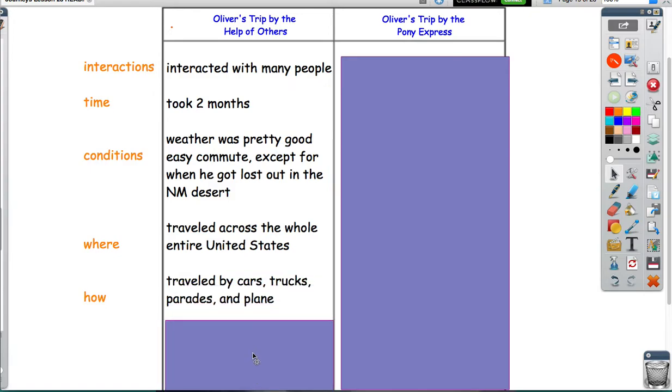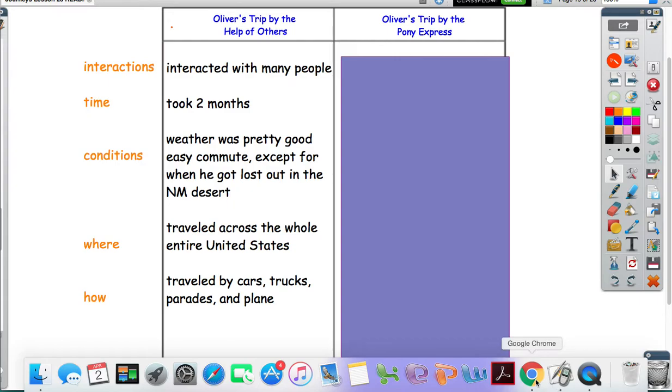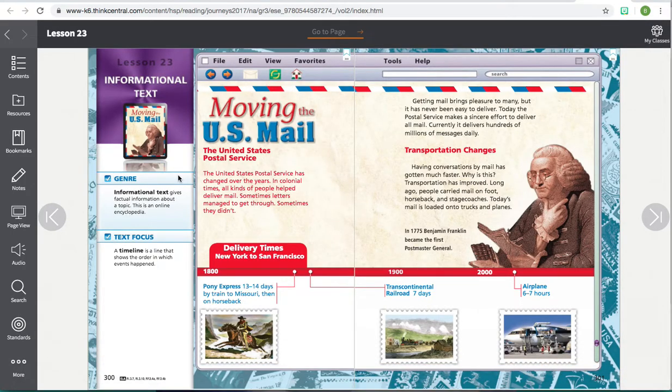All right, so he traveled by cars, trucks, he was even in a few parades, and finally at the end, he was on a plane with Tamika. Great job pre-writing, guys. This is going to be very handy when we describe how Oliver's trip by the help of others is similar to and different from his possible trip by Pony Express. Let's go ahead and read Moving the U.S. Mail to see what it would be like moving by the Pony Express.